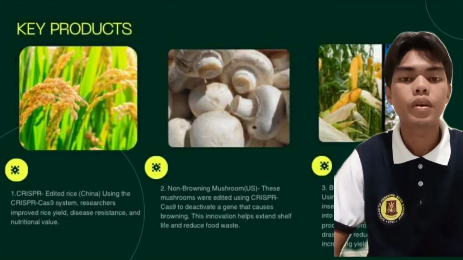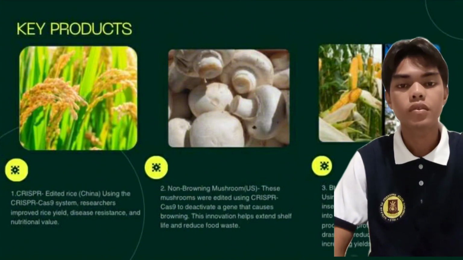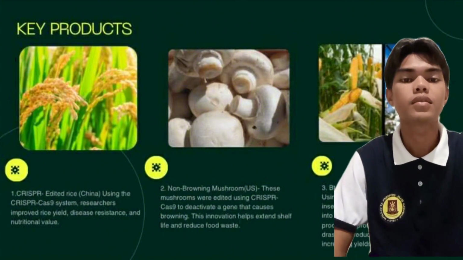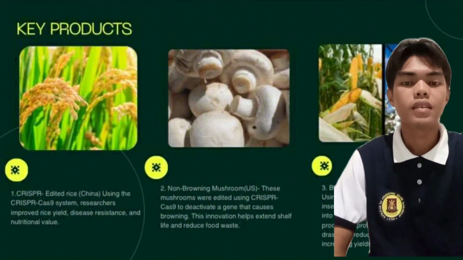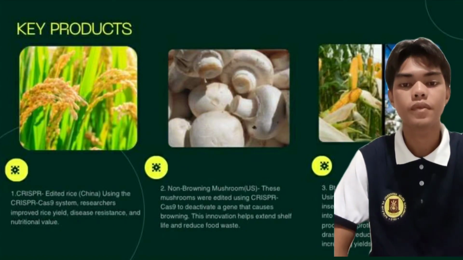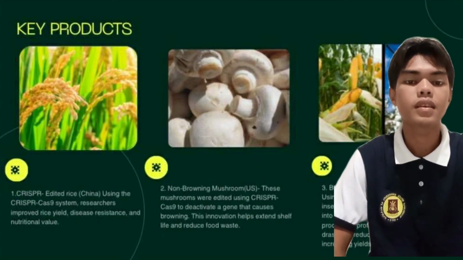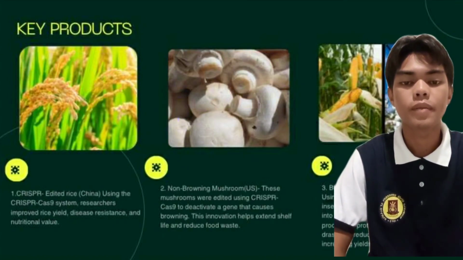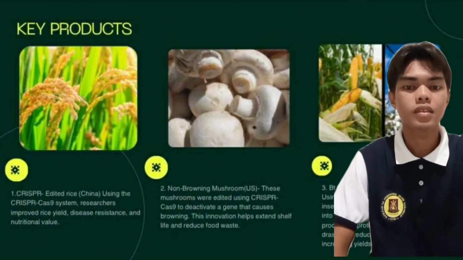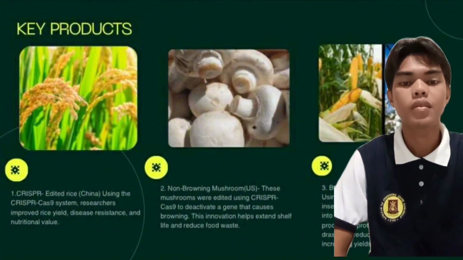Next is the non-browning mushroom in USA. These mushrooms were edited using CRISPR-Cas9 to deactivate a gene that causes browning. This innovation helps extend shelf life and reduce food waste. They use CRISPR-Cas9 to cut or shut down the production of specific enzymes that cause mushrooms to turn brown. This will help not only to reduce pesticide use but also improve food quality and health.